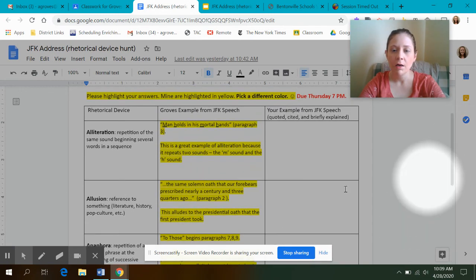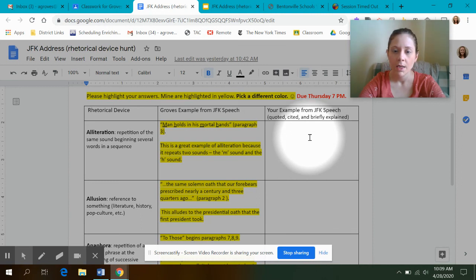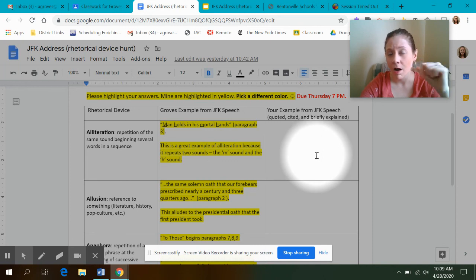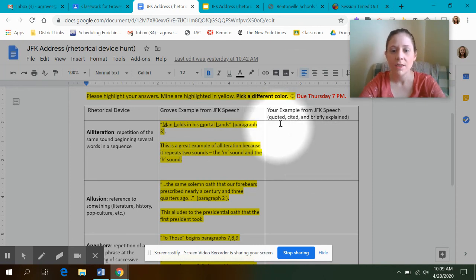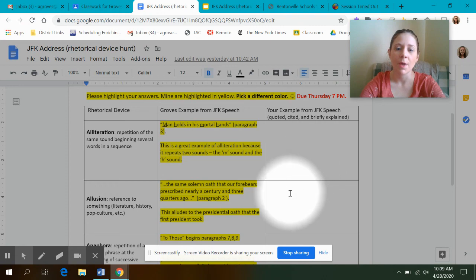Now, when you are writing your answers over here, you will need to quote and cite. Please highlight your answers. Mine are highlighted in yellow. Pick a different color, any other color other than yellow, and you're going to put them over here. Quoted, cited, and briefly explained. If you want full credit, that's all you have to do. If I can tell you really tried, even if your answers were a little off, you're okay. But if you didn't follow the directions, if you didn't quote, cite, and briefly explain it, then your grade is going to suffer from that.